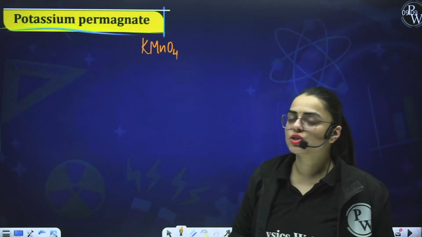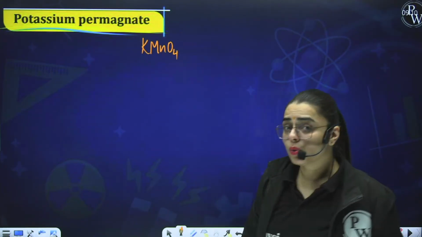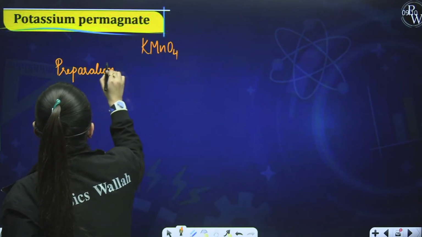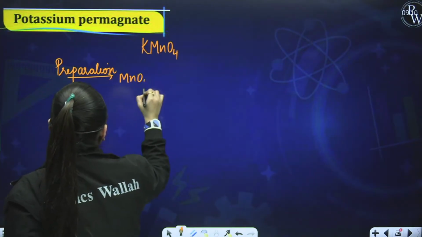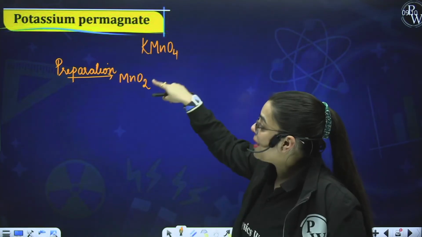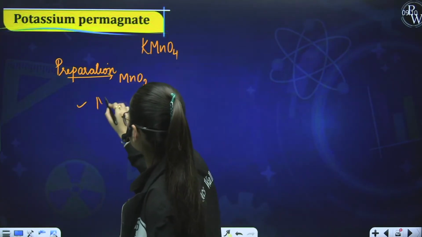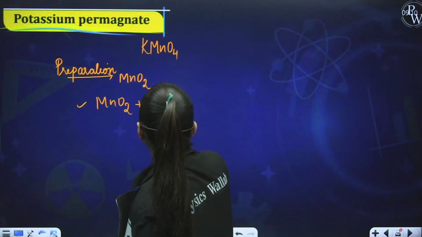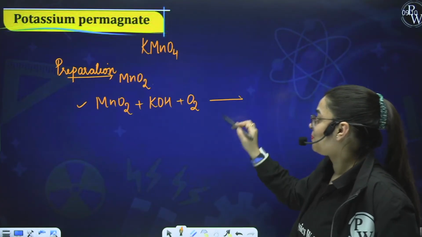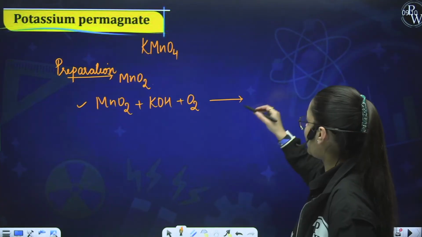But as you all know, in the previous case also we took an ore. Over here also we will be taking an ore, that is pyrolusite ore. Now what is in pyrolusite ore with the help of which we can prepare it? It is basically MnO2. How will this reaction take place? First of all, this MnO2 will react with KOH and O2. Are you getting my point? What it will form is manganate, which is green in color.